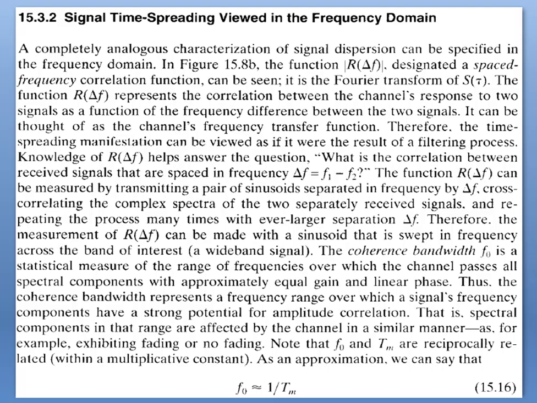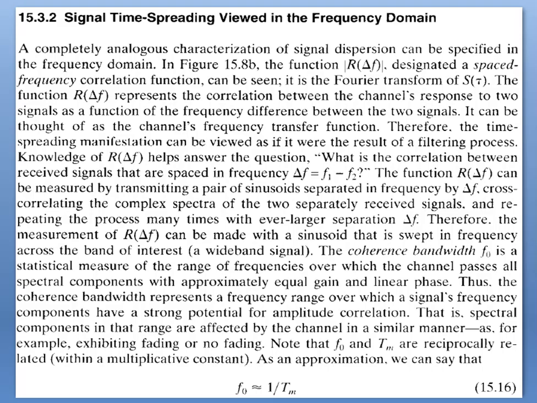Modulus R(Δf) is designated a spaced-frequency correlation function. As can be seen, it is a Fourier transform of S(τ). The function R(Δf) represents the correlation between the channel response to signals as a function of the frequency difference between the two signals. It can be thought of as the channel frequency transfer function. Therefore, the spreading manifestation can be viewed as if it were the result of a filtering process.